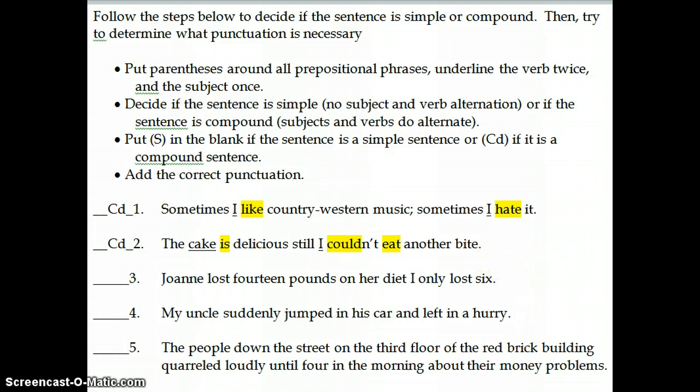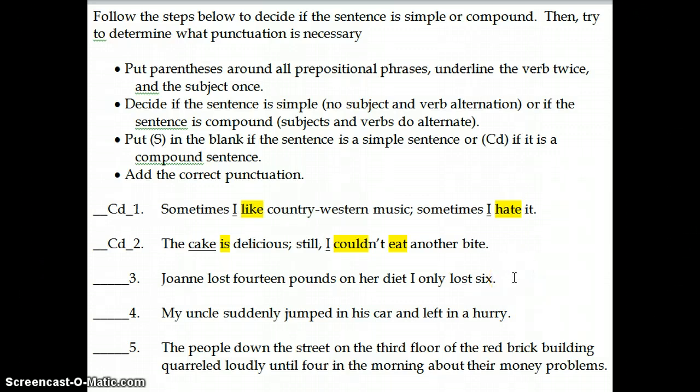So our last step is to add punctuation, and we're going to see if we have any connecting words that are joining the two clauses. Our first clause, the cake is delicious. Our second clause, I couldn't eat another bite. We have this word still, which is a conjunctive adverb. So we use a semicolon before a conjunctive adverb and a comma after the conjunctive adverb.